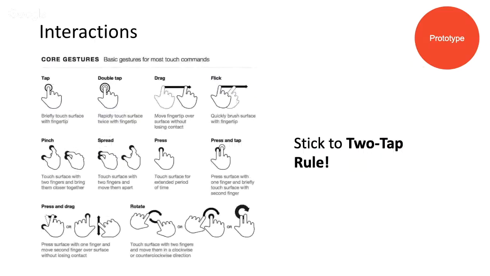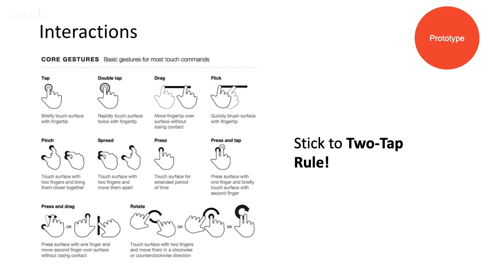Okay, interaction. This is more like a cheat sheet called gestures. Those who are designing apps need to pay attention to all this. Right? For example, tap is to select an object. Double tap can be done through rapidly touching the surface twice with your fingertip. And then drag is mainly used to move elements around, right? And then flick is mainly to move an object from one place to another, right, in an instant.